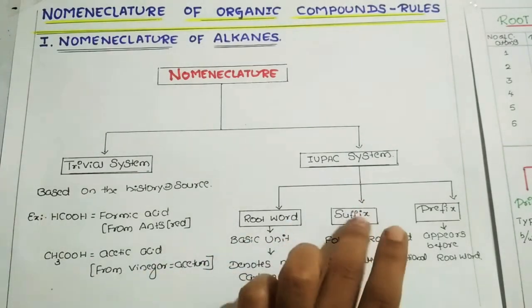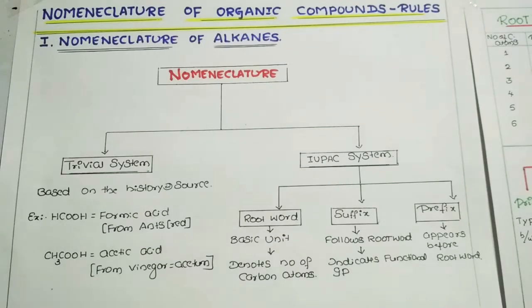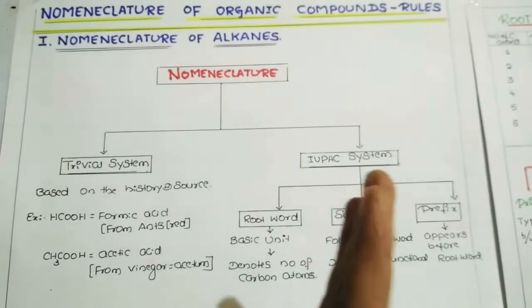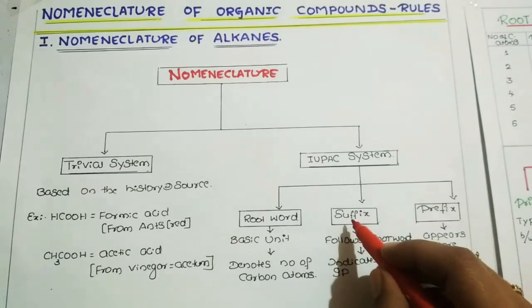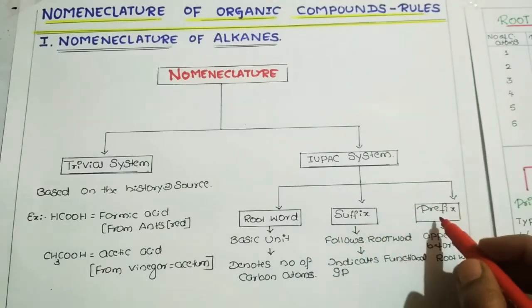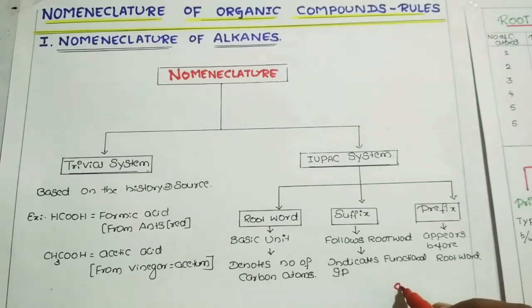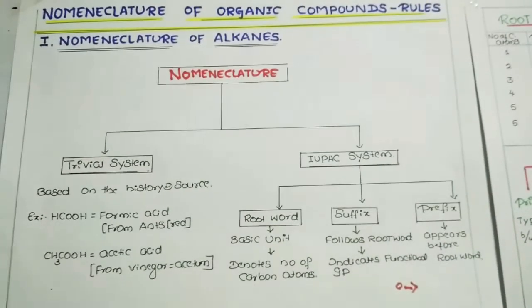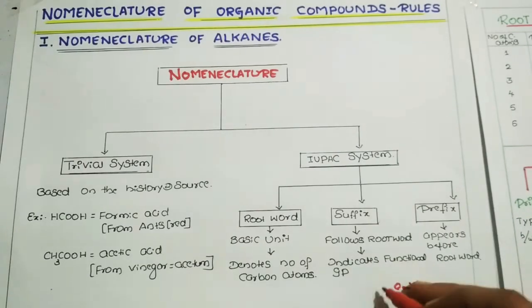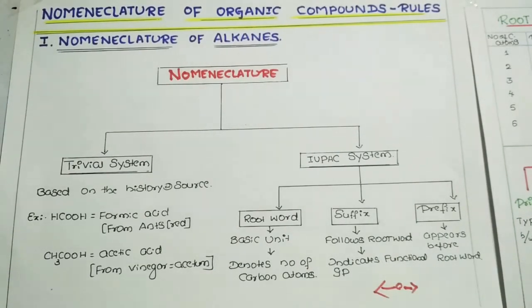Then comes the suffix. It follows the root word. You have heard this word in your English grammar as well, suffix and prefix. After the root word we use a word called the suffix, which indicates the functional group. We will discuss more further. And then comes the prefix. Pre means first, so the prefix appears before the root word.